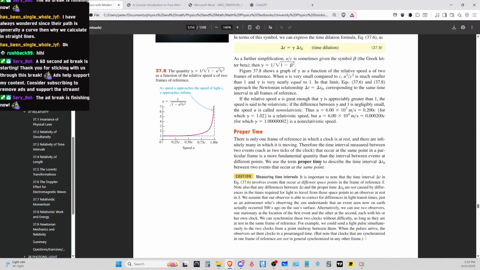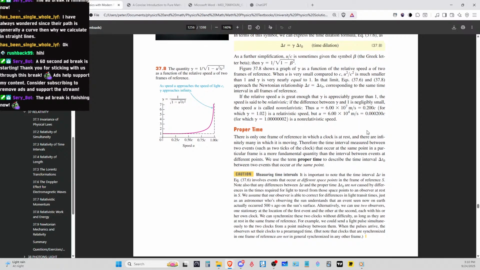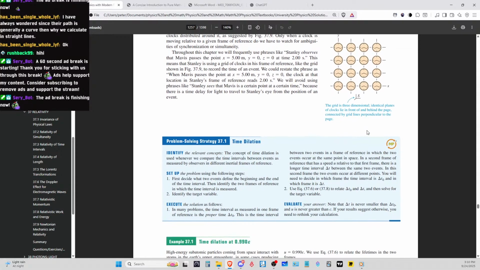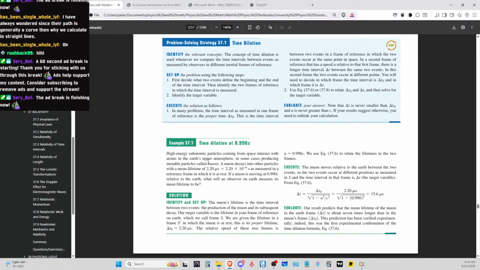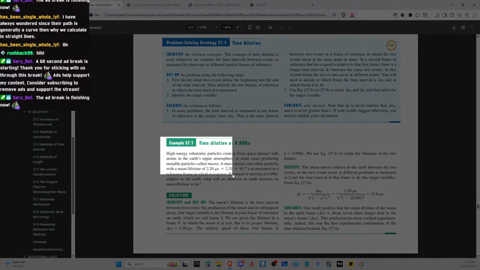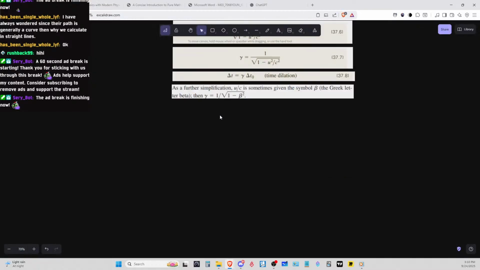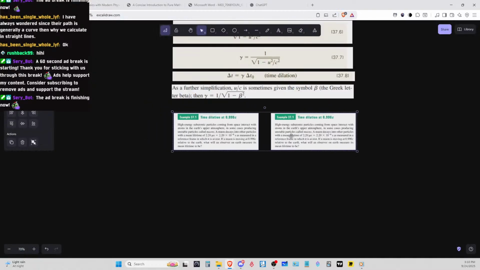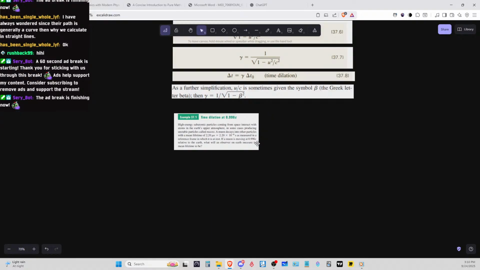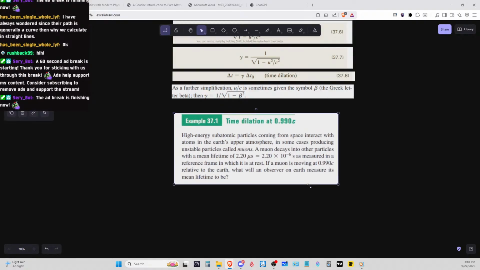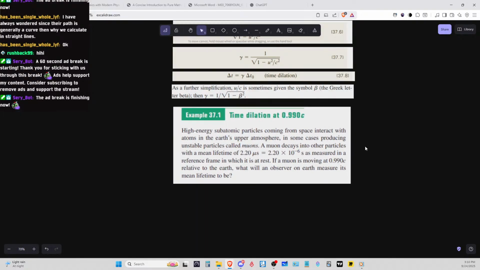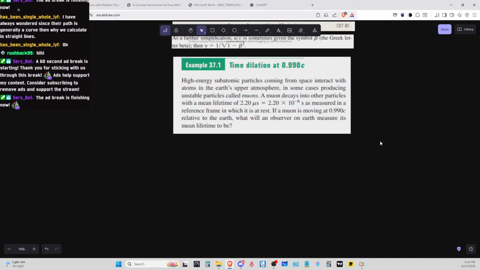Okay, we use the term proper time to describe the time interval between two events. Alright, so now we have our first problem. Let's see if we can do this, because I think the first time I did this I ended up not doing it correctly, because I wasn't thinking of it correctly. So let's try this example.